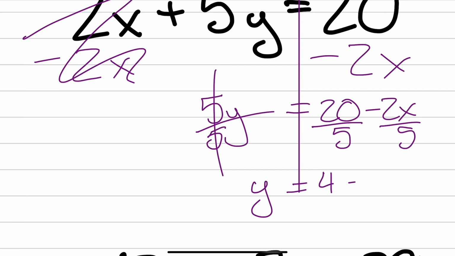Well, 2 doesn't divide by 5 nicely. We're going to end up with a decimal. So I'm just going to leave it exactly the way it is.